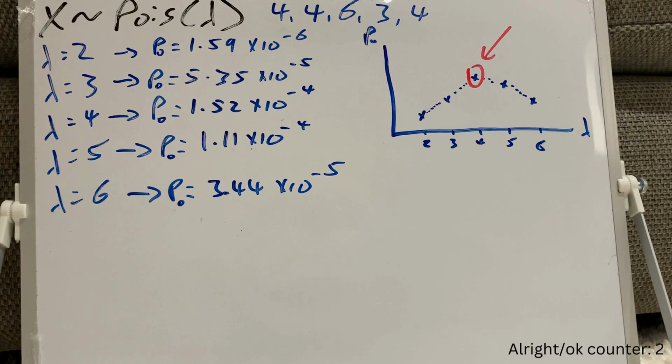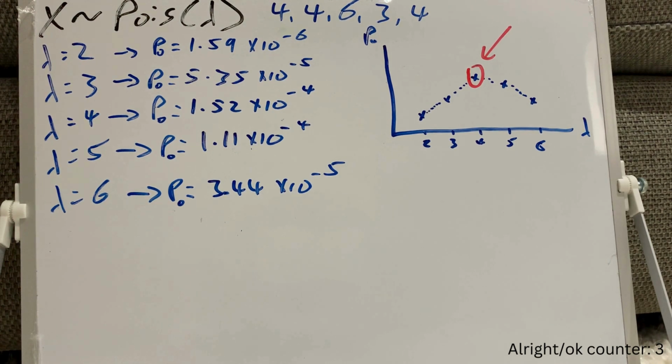All right, say your friend told you that he'd run a Poisson simulation and he'd observed those data points, 4, 4, 6, 3, and 4, and he wanted you to guess what parameter he'd used. Say lambda. And you're like, well, I can't read your mind. How am I supposed to guess?